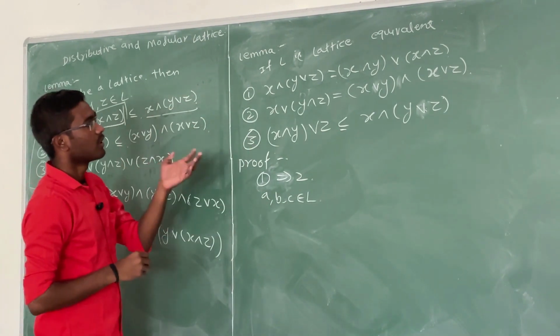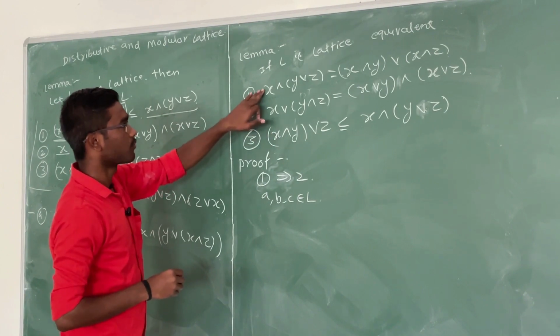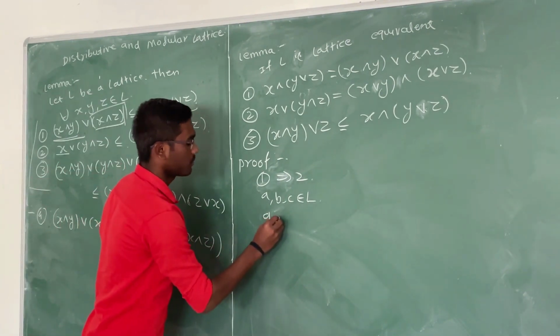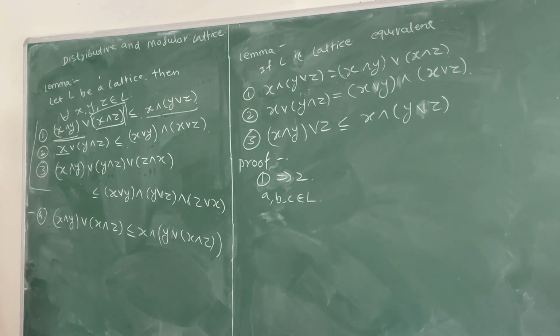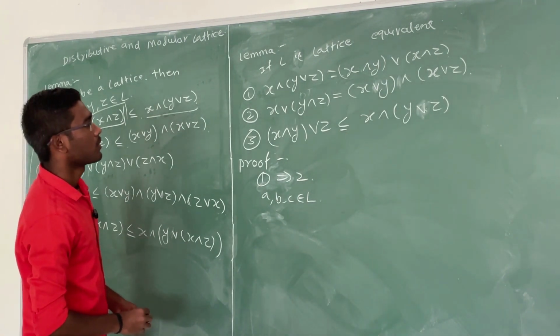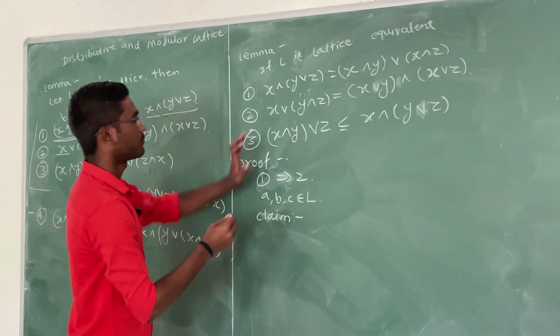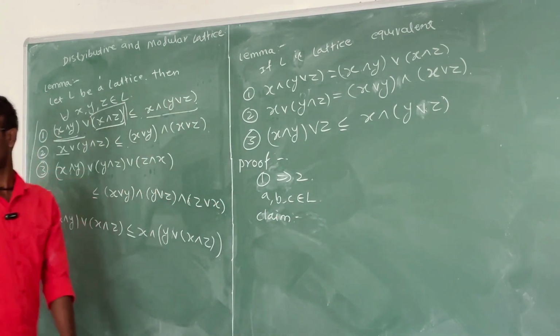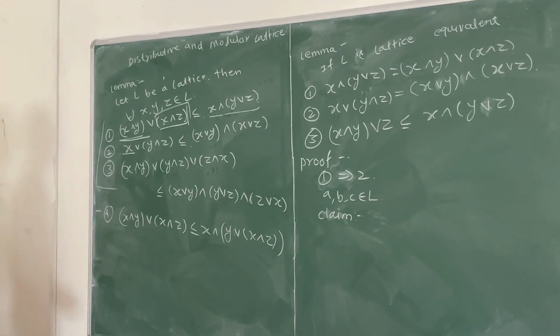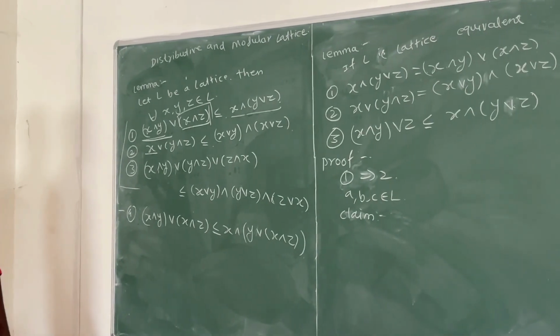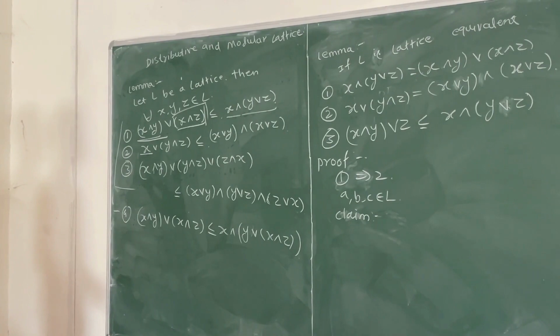Then first we have to prove from this to this. Our claim is to prove this inequality. One direction, whatever we have already proved, is trivial. So to prove the second, we have to only prove the other inequality. Is that clear? That means X join Y meet X join Z is less than or equal to X join Y meet Z. Right?